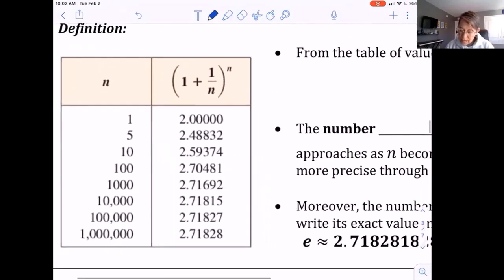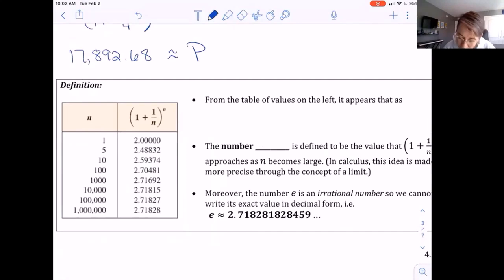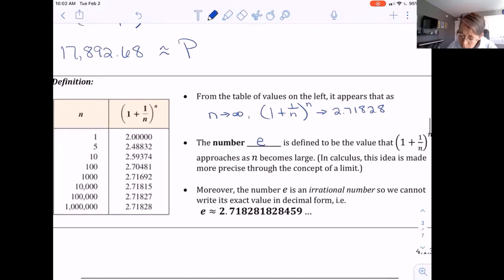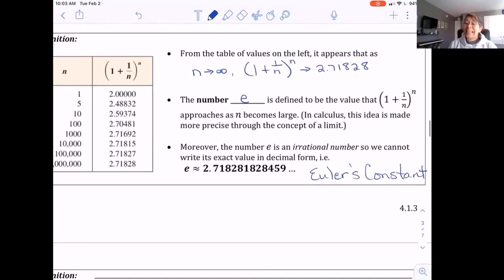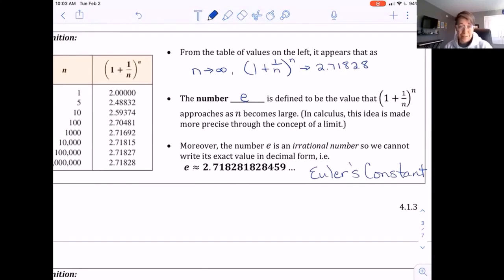2.71828. So from this table of values on the left, it appears that as n approaches infinity, this expression, 1 plus 1 over n to the n, is approaching 2.71828. This number is actually defined. It's the number E. Some people call it the natural number, but it's also called Euler's constant. I know it looks like Euler, but it's pronounced Euler. Euler's constant. And the number E is an irrational number like pi, 3.14, and it goes on forever. So we cannot write it in an exact form, so we still use it as E.